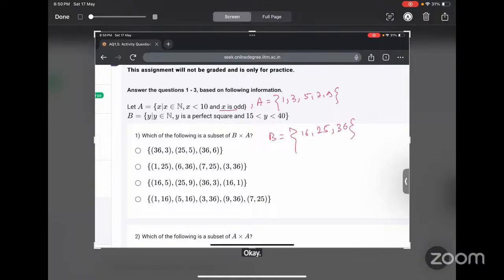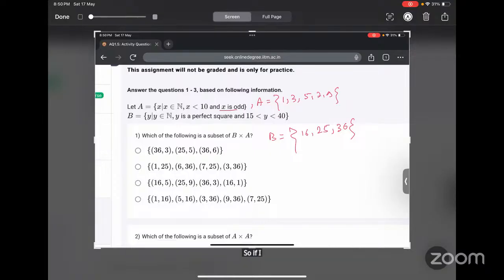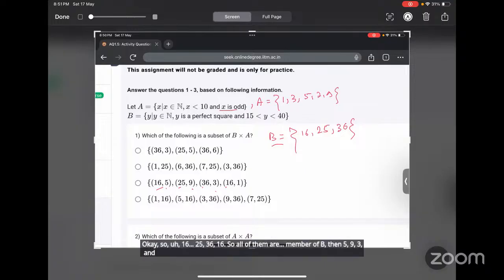Okay. Now, what is the subset of B cross A? That means the first component should be from the set of B, right? And the second component should be from the set of A, right? Yeah. So if I see the first, ma'am, is it C option? Third option. Okay. So 16, 25, 36, 16. So all of them are members of B. Then 5, 9, 3, and 1. They are also members of this. Okay. So this is correct.